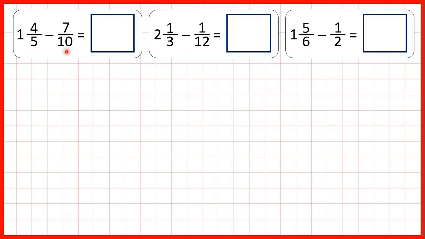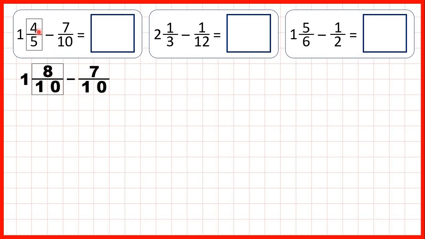Now we need to subtract a fraction from a mixed number. So first we have 1 4/5 minus 7/10. But we know that to subtract fractions we need the denominators to be the same. So we need to find a fraction equivalent to 4/5 with a denominator of 10. So we can rewrite our question as 1 8/10 minus 7/10.